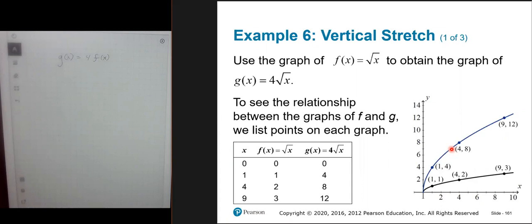And this is the same problem. This is the same graph. For each x value, the y coordinate of a point of the graph is 4 times as large as the corresponding y coordinate of the graph of f. And so they're just saying the same thing. We're multiplying each y value by 4 to get the new graph.